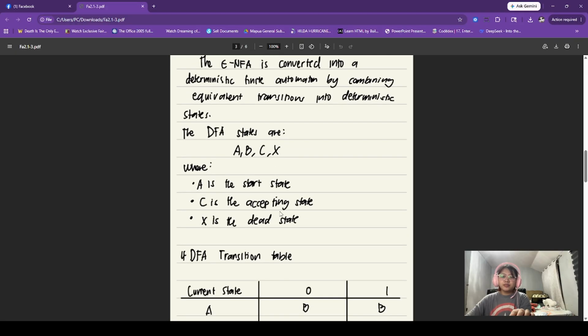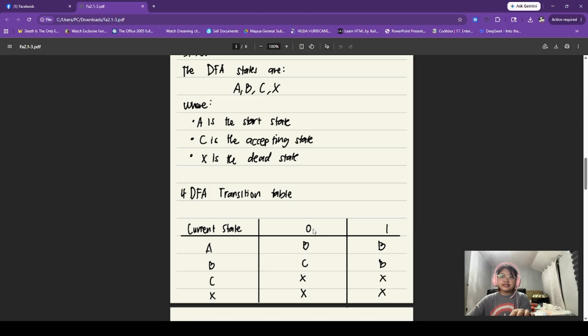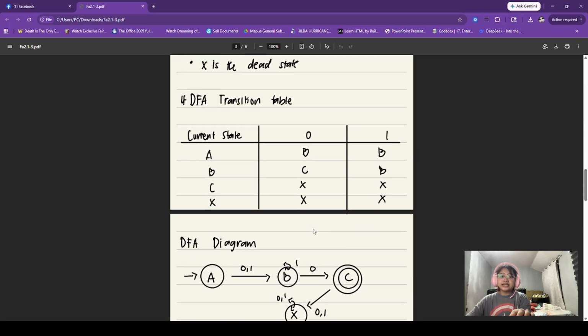From C, both inputs 0 and 1 go to the dead state X, and then the dead state X loops to itself on both 0 and 1. So this is the DFA diagram that I made. Now I will explain the minimization process.